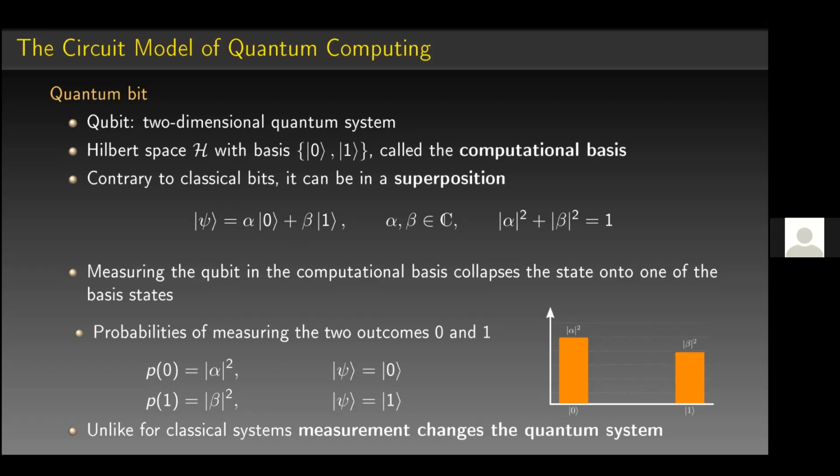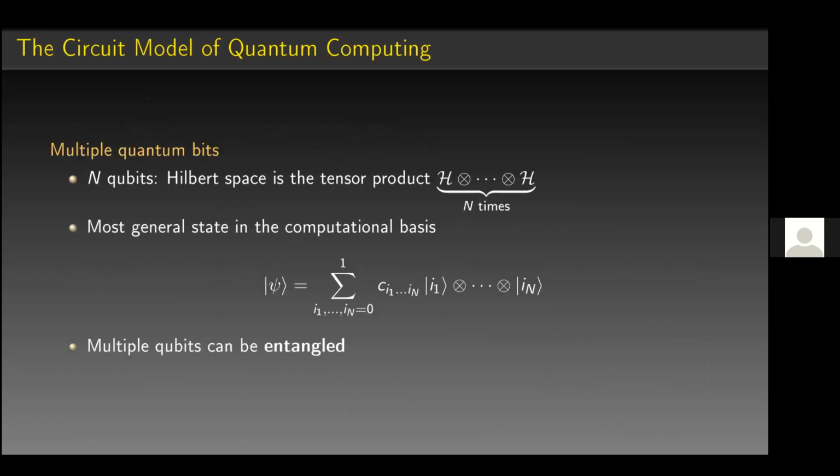In general, we don't only want a single qubit because that would be very boring and we couldn't do much with it. So we want multiple qubits, and what we take is just many copies of a single qubit. And then quantum mechanics tells us that the Hilbert space of the resulting system will just be the tensor product. And the most general state in the computational basis I can write down is given by this expression here with some complex amplitudes Ci. So this is interesting in particular because multi-qubit states can have a property that does not have any classical analog, namely they can be entangled.